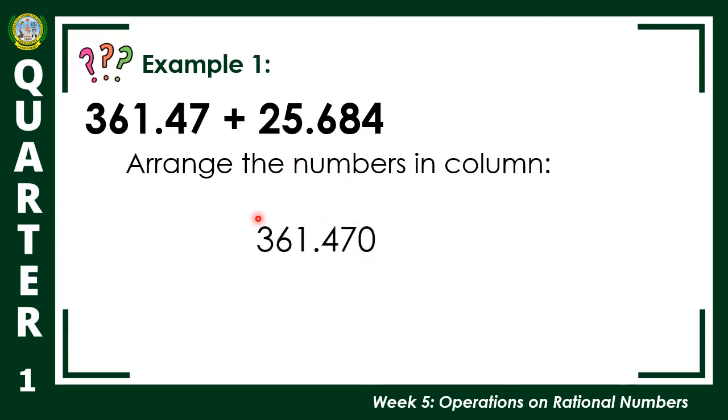So, 361 and 47 hundredths plus 25 and 684 thousandths. As you can see, dahil po pinagpantay natin ang decimal point. So, dahil po 2 digits lang po yung decimal numbers po nitong 361 and 47 hundredths, para maging pantay po yung dulo, naglagay po tayo ng 0. So, adding 0 at the end po will not affect the value of the decimal. Okay? So, para lang po magkameron po ng katapat yung 4.